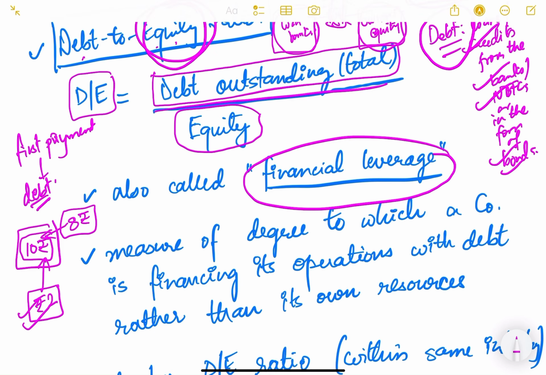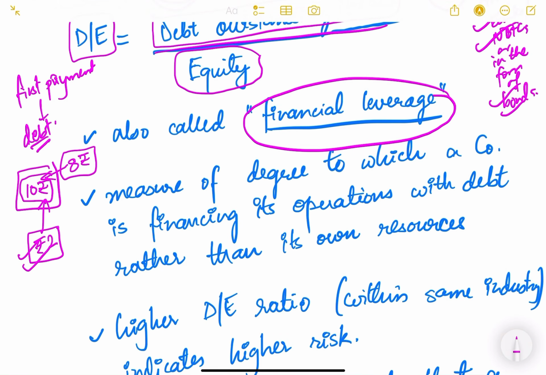Basically, leverage comes from an engineering term, a physics term. Basically, this is a lever. With the help of this lever, by applying very little force here, you can lift a very heavy weight here, depending on the length of this bar. All the physics and engineering students will understand what I am telling you. This is known as a couple of force.